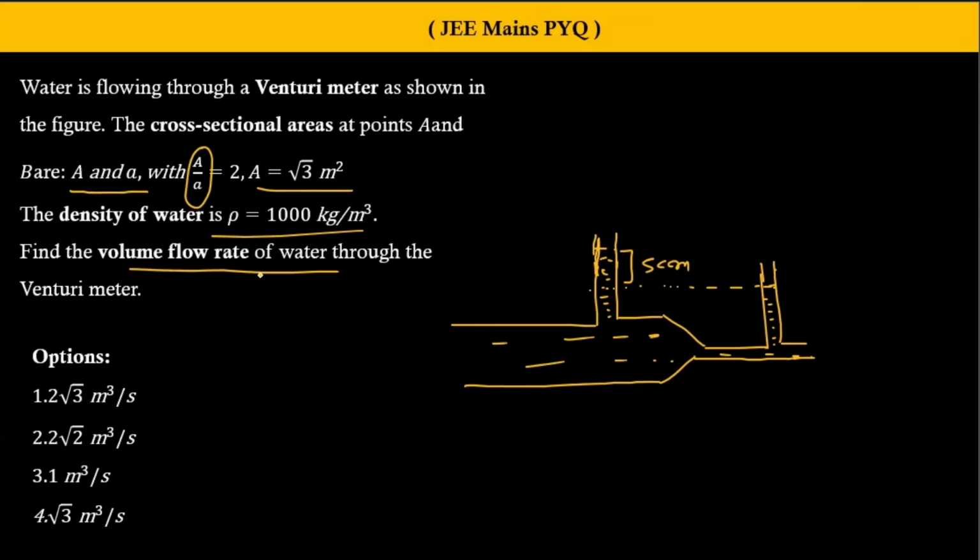So volume flow rate कहने का मतलब क्या? You are asked to calculate A into v. That is velocity, area of cross section into velocity. So at any point, if you know area of cross section and velocity of water at that point, you are done with the volume flow rate of water. Okay. So how we can do that here? A by a का देखो ratio दिया हुआ है, velocity की बात नहीं हुई है. So we need to talk about velocity here.